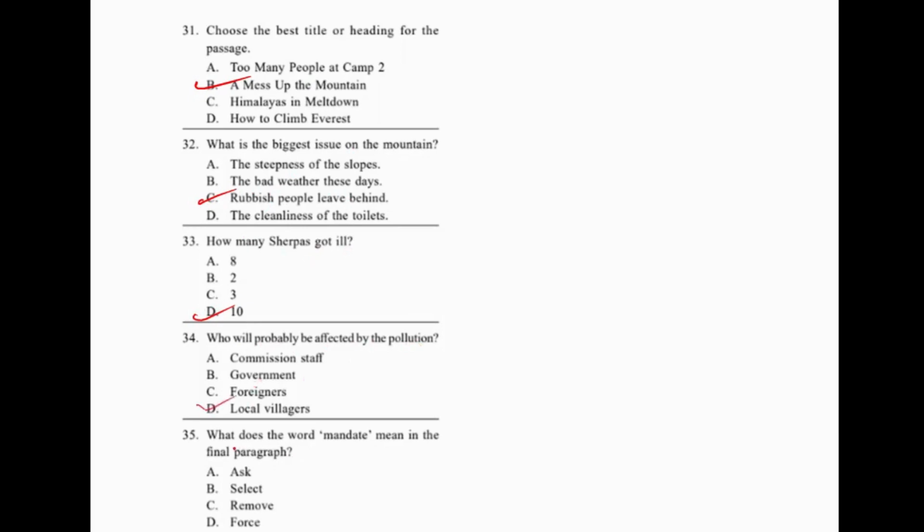Okay, now what does the word mandate mean in the final paragraph? It's about forcing. Okay, so mandate means to force. So this is how you have to answer the passage questions. Now let's go to the next passage.